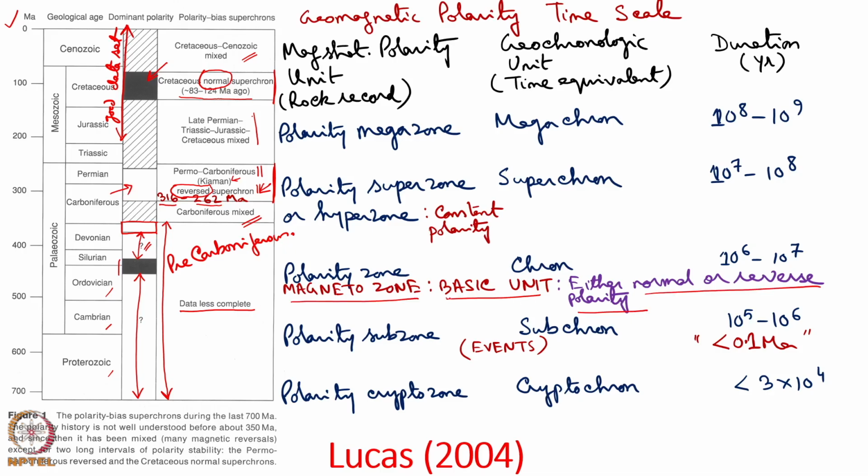Now, the most basic unit in magnetostratigraphy is called the polarity zone, and in geochronologic units it is called the chron. And what is the duration? Its duration will be 10 to the power 6 to 10 to the power 7 years. 10 to the power 6 means 1 million, 10 to the power 7 will mean 10 million. 1 to 10 million years is the duration. What is so typical about this magnetozone which we first establish? Here either normal or reverse polarity should prevail.